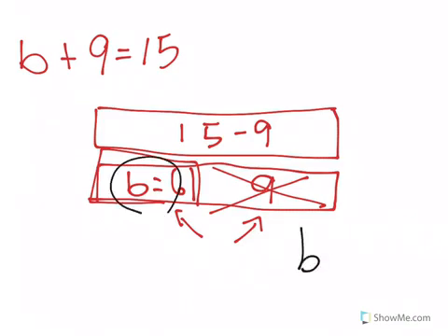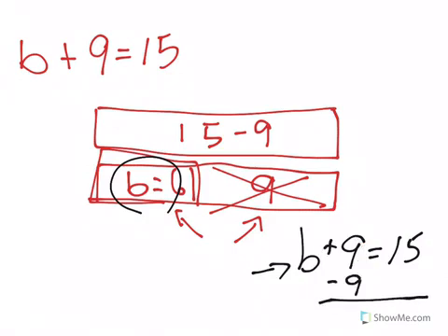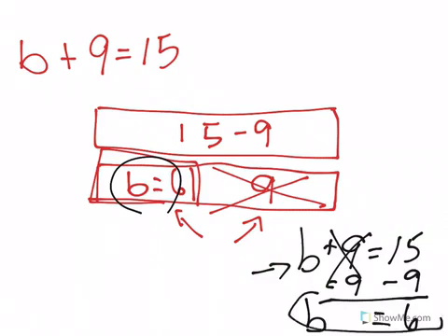Algebraically, b plus 9 equals 15. I want to isolate the variable, so I want to get the b by itself. So this is plus 9, so I'm going to do the opposite and take away 9. You have to do it on both sides of the equal sign. I end up with b. That cancels out, that's 0. 15 minus 9 equals 6.